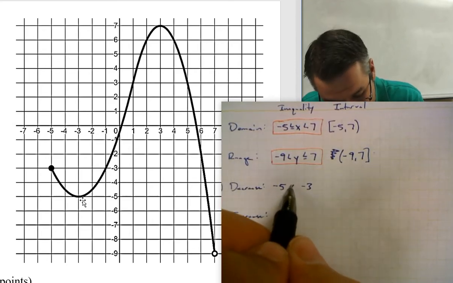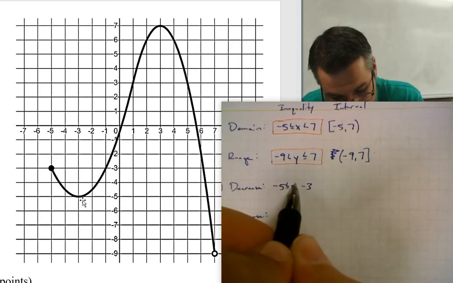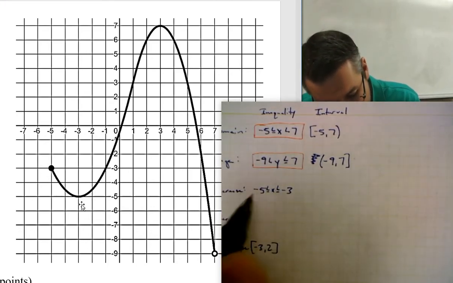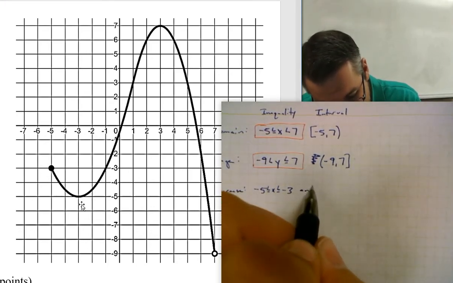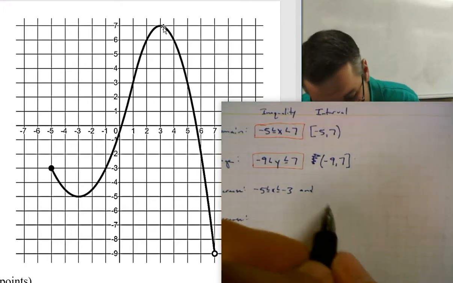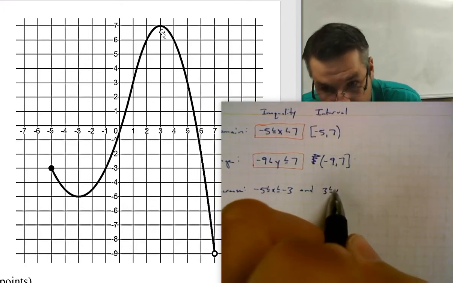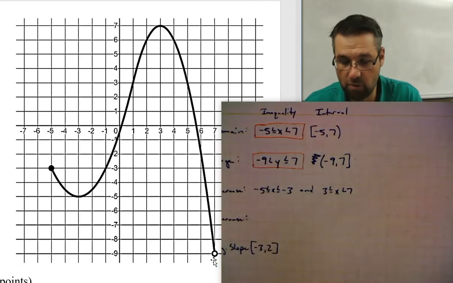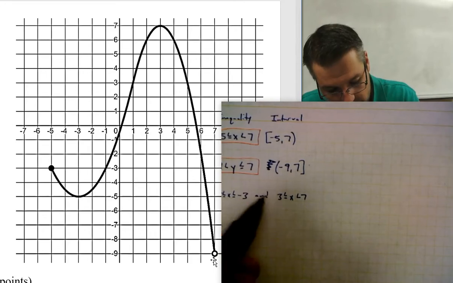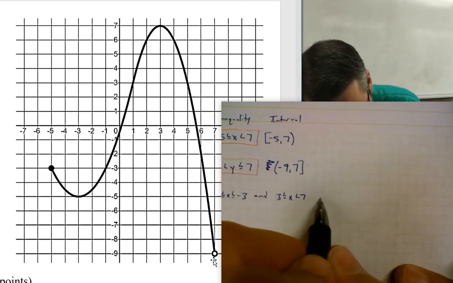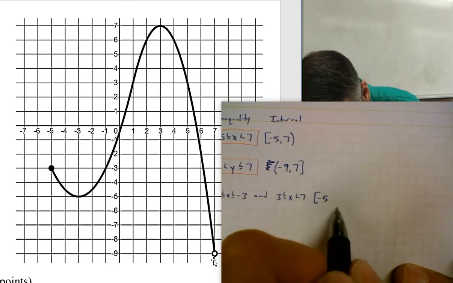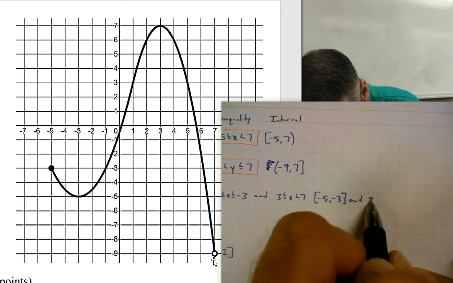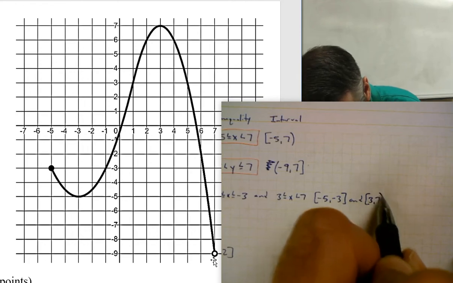So we're going to put x less than or equal to here, less than or equal to there, because the function exists at those points. And we also have another answer for this. We could say and from 3 less than or equal to x all the way over to 7, but we're not counting 7 because that's not part of the graph. In interval form, that would look like -5 bracket, comma, -3 bracket, and 3 bracket, 7 parenthesis.